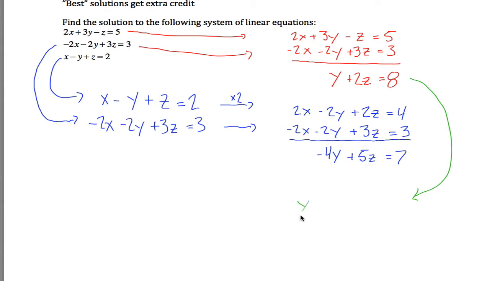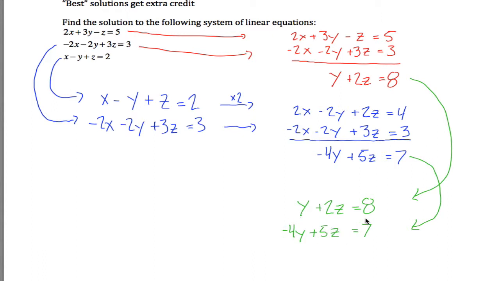I got y plus 2z is equal to 8. And I got negative 4y plus 5z is equal to 7. We've done a lot of work to get here, and we're still not done.